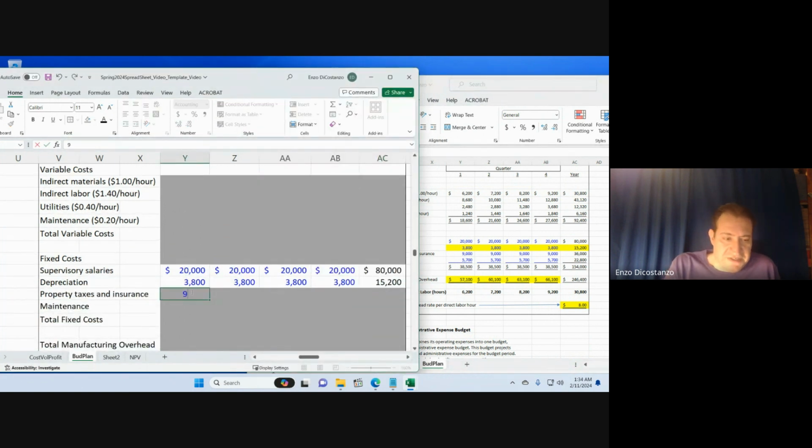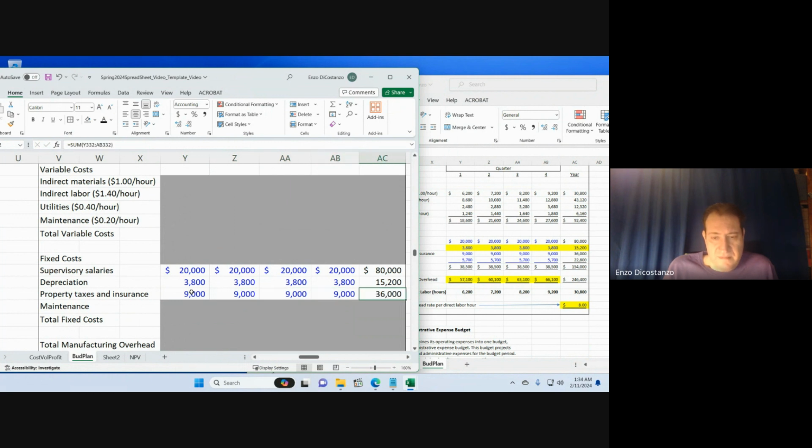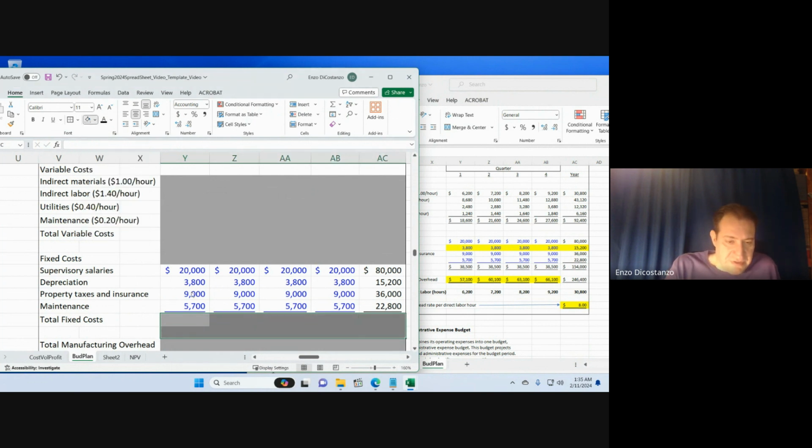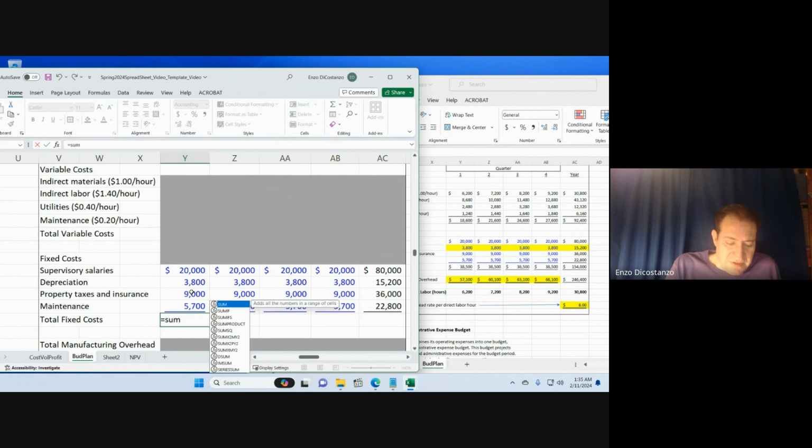This is property taxes and insurance, 9,000. Maintenance, that's 22,000 for the year. These are all given, so we're not pulling these out of thin air by any stretch of the imagination. And this is going to be equal sum.